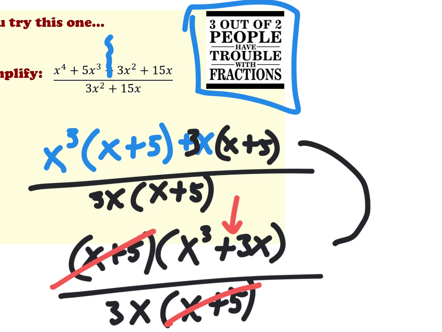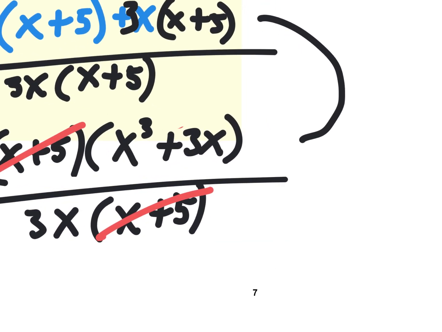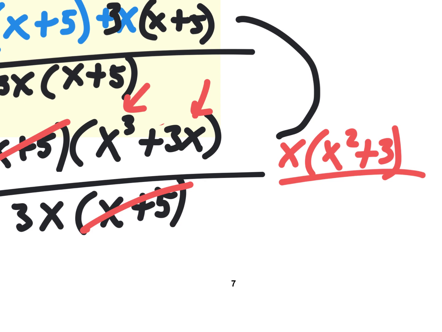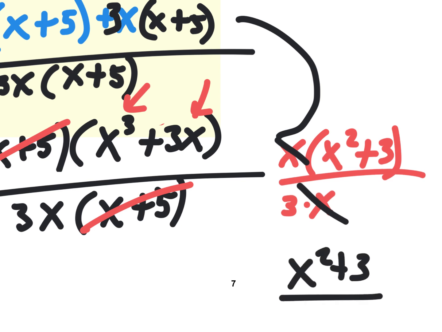You can factor out an x. You see what's left? They both have x's in them. When you factor out that x, you've got an x on the top and the bottom that are both in a times problem. So they're factored. So then these can cancel. Final answer, x squared plus 3 over 3.